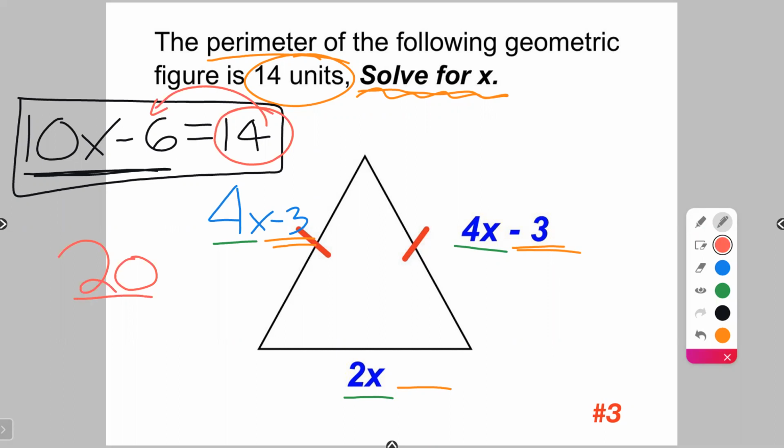We take this 20 value right here and do the opposite of this. Right there, the 10 in front of the x means you're multiplying by 10. So the opposite of multiplying by 10 is dividing by 10. And 20 divided by 10 gives us an x value, which comes out to be 2.